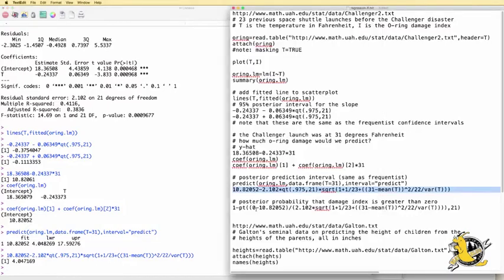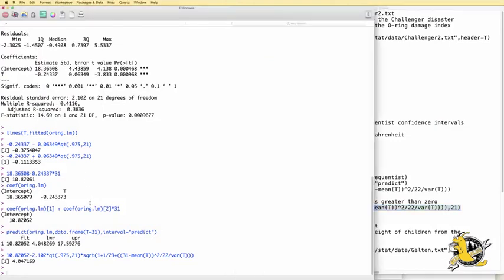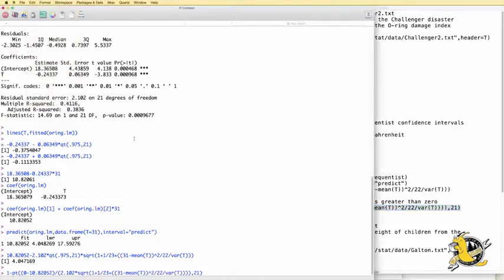One thing we can do differently as a Bayesian is we can ask, what's the posterior probability that the damage is greater than 0 if we launch at 31 degrees? So here we're going to use the same predictive distribution, but use it to make a probability statement. So we can ask, what's the probability that damage will be greater than 0?